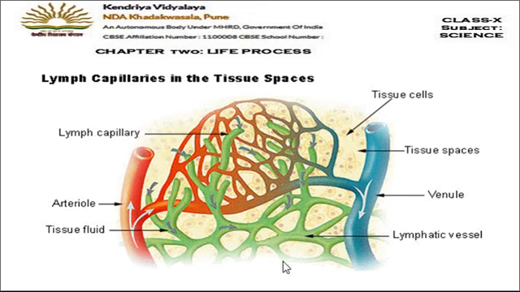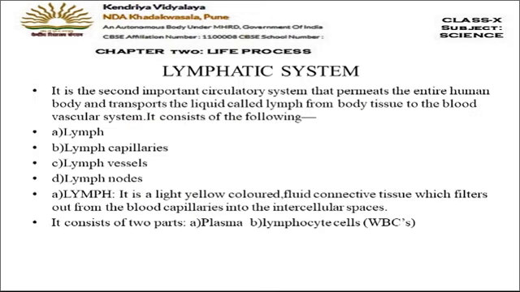Now let us again try to understand what the lymphatic system is. So the lymphatic system is the second important circulatory system, and it permeates the entire human body and transports the liquid called lymph from body tissue to the blood vascular system. Okay, so what things are present in the lymphatic system? Lymph is present, lymph capillaries are present, lymph vessels are present, and lymph nodes are present.